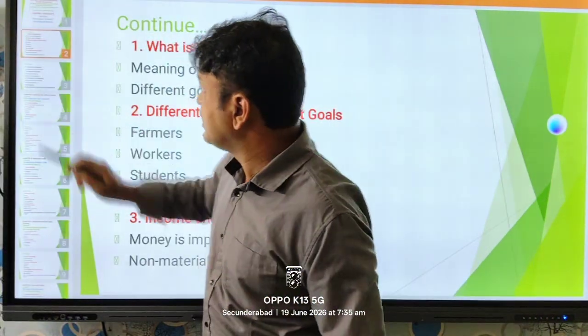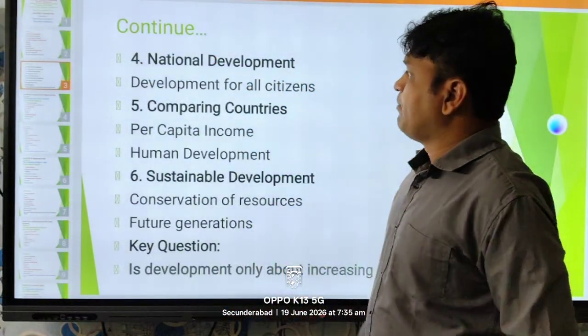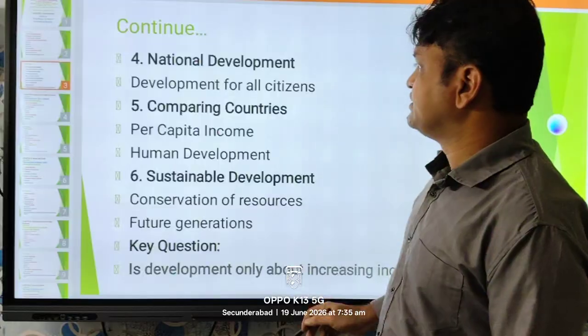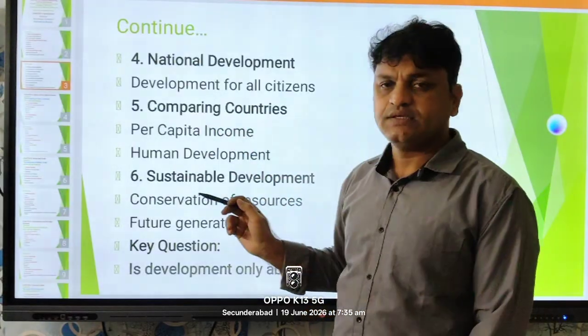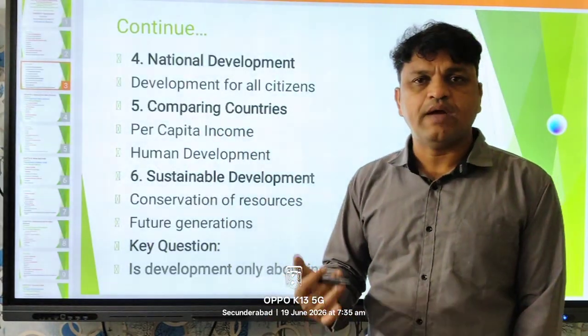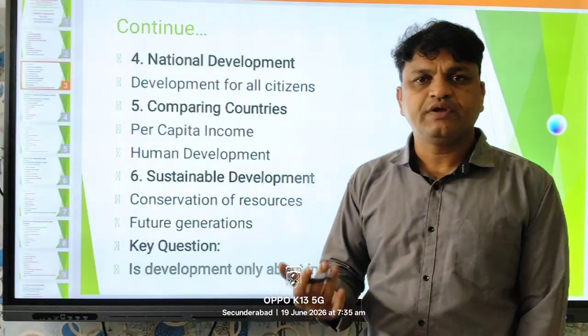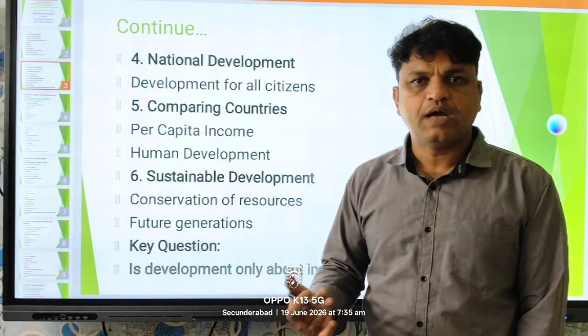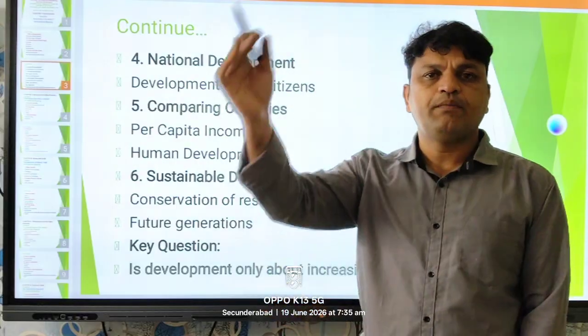Coming to the third slide: national development for all citizens. And the fifth one, comparing countries, per capita income. What is per capita income? It is the average income of the people. So how can we calculate the average income of the people, or per capita income? By total population.